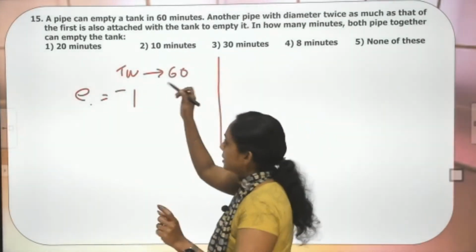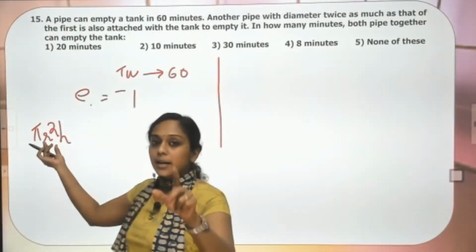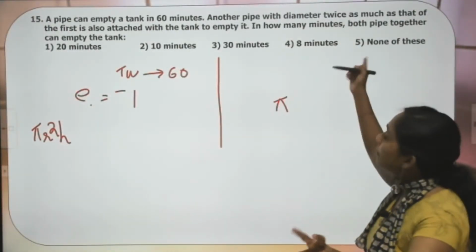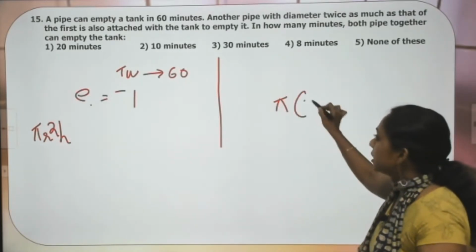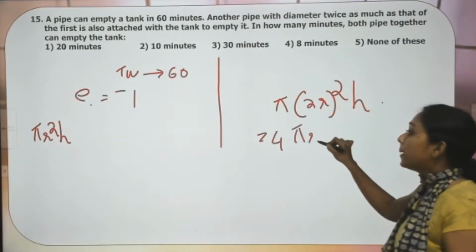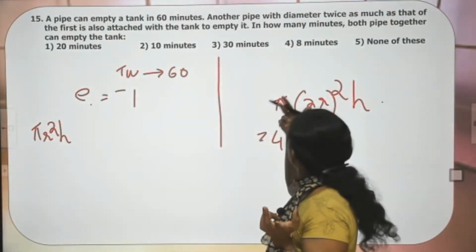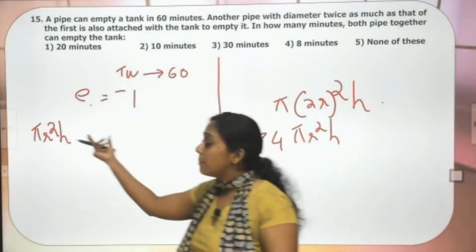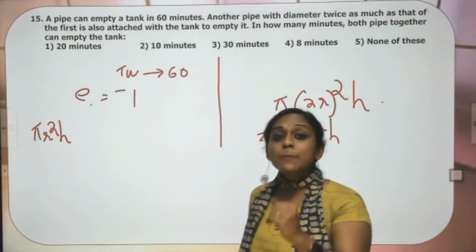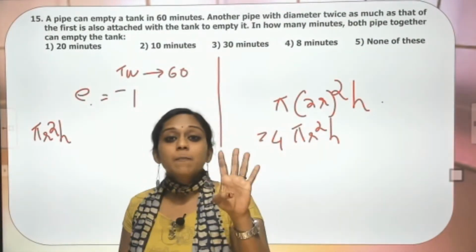So what is the volume of a cylinder? Volume of a cylinder is pi r square h. So here if the radius is r, in the second pipe the diameter is twice, which means the radius is twice. So it will be (2r) whole square into h, which is actually 4 pi r square h. So when the diameter is doubled, what is the change in its volume? It becomes 4 times, which means your efficiency becomes 4 times. So when the diameter is twice, your efficiency becomes 4 times.